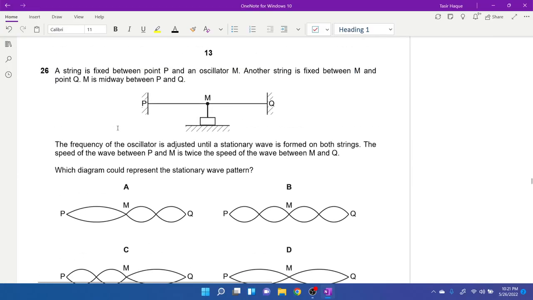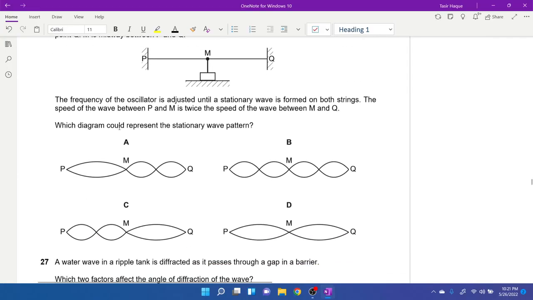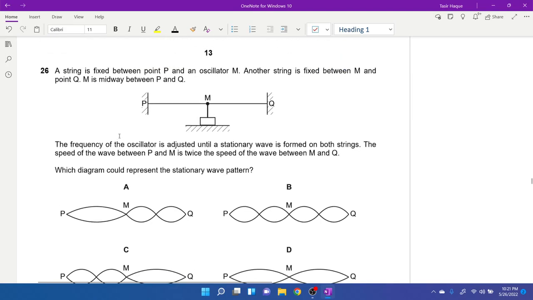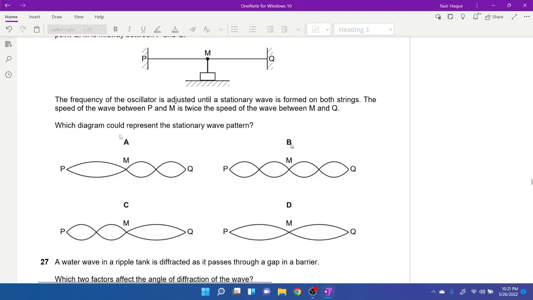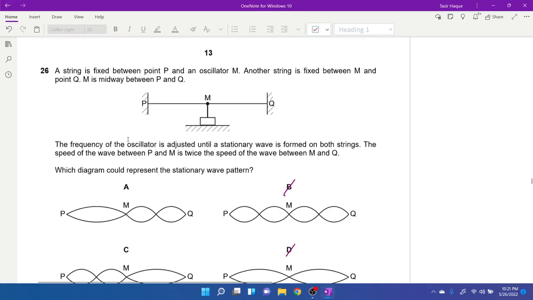So basically we are getting a node at M. That's the basics. And it won't be symmetrical, okay? It would only be symmetrical if they traveled at the same speed. Then we'd get something like B or D, okay? But since it's asymmetrical, and the wave on the left hand side is traveling at a greater speed, think about it.